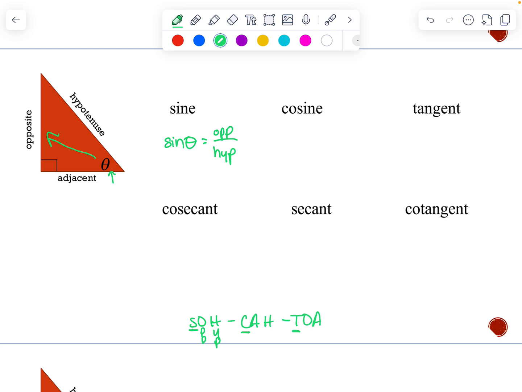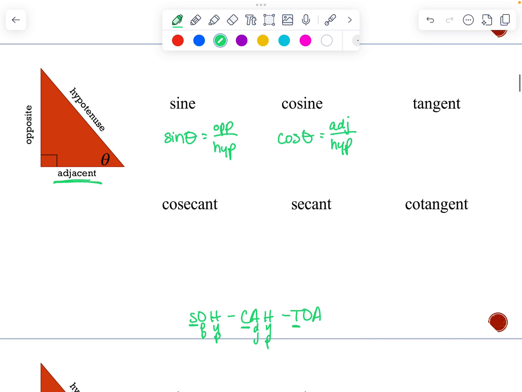Cosine, okay, cosine of my angle theta, the CAH part, the middle part of SOHCAHTOA, the capital A, that stands for the adjacent side. Adjacent means next to. So the side that is right next to my angle theta, that's not the hypotenuse, is this side right here. So my cosine is going to be my adjacent side over my, and then H again still stands for hypotenuse.